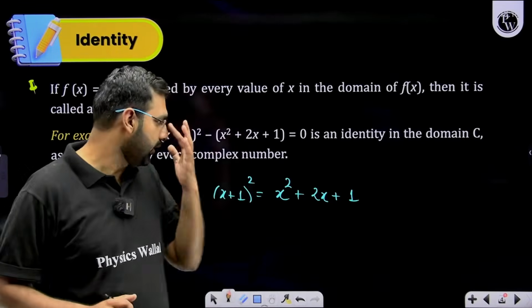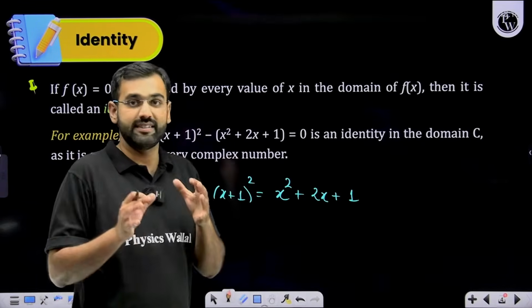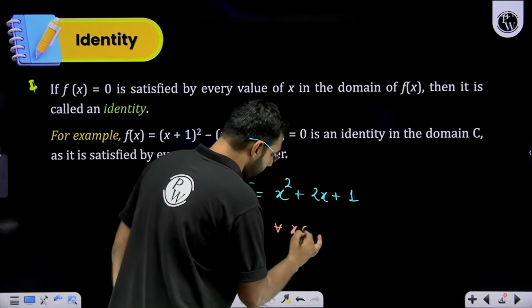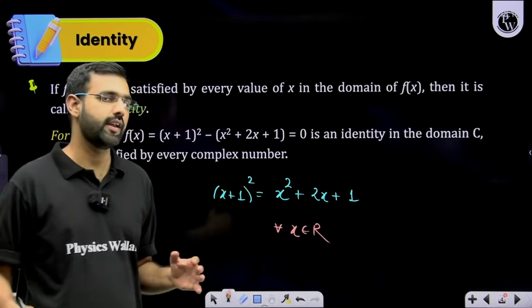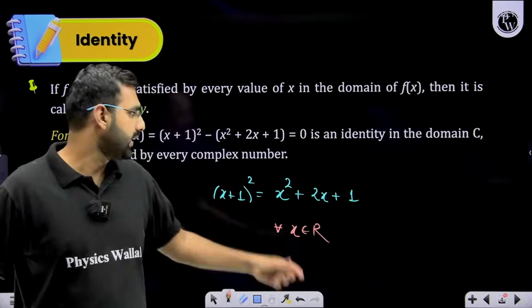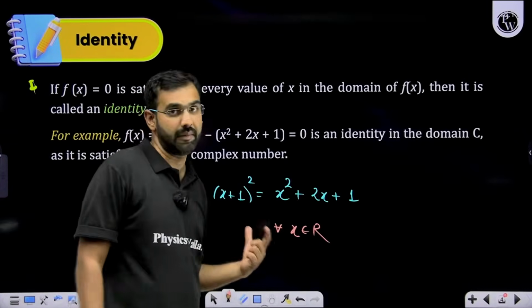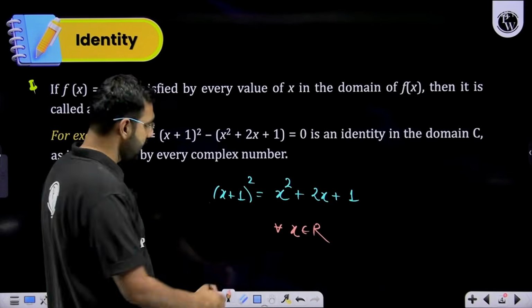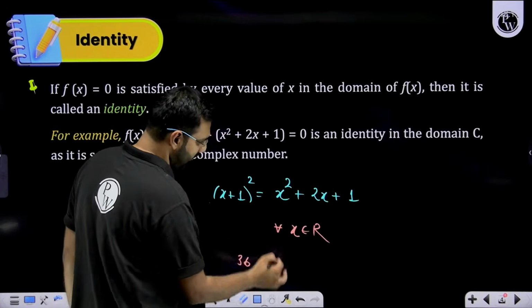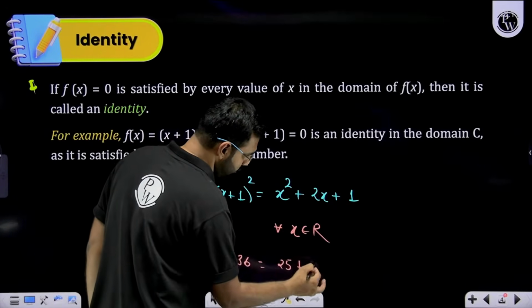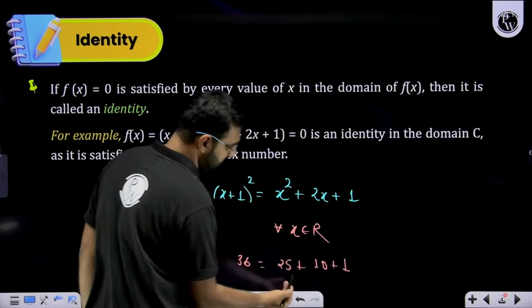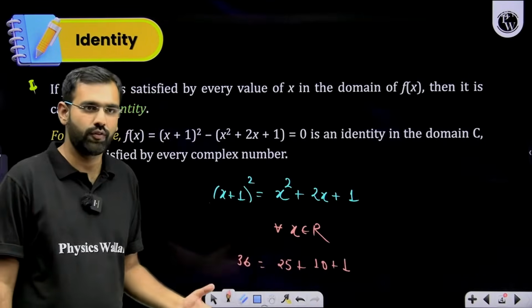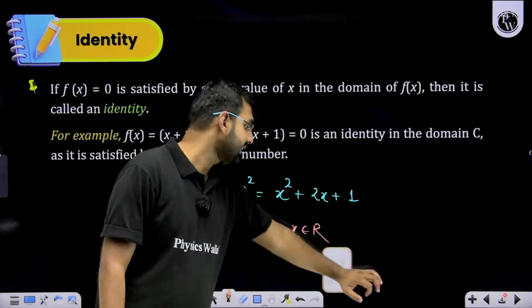I repeat, if it is said to be an identity, that means this will be true for all real values of x, which means whatever real value of x you try, on the left hand side and the right hand side you'll get the same result. Let's say I try x as 5. 5 + 1 is 6, and 6 squared is 36. On the right side, 5 squared is 25, 5 into 2 is 10, plus 1, that is again 36. So 5 is not a root of this equation. First of all, please understand this is an identity.